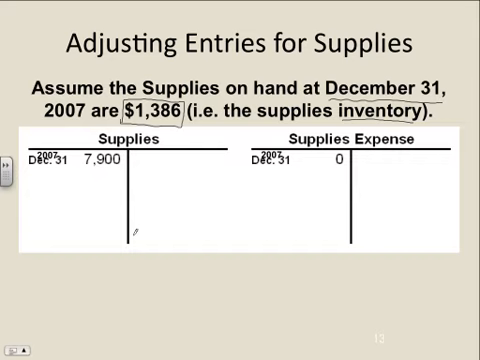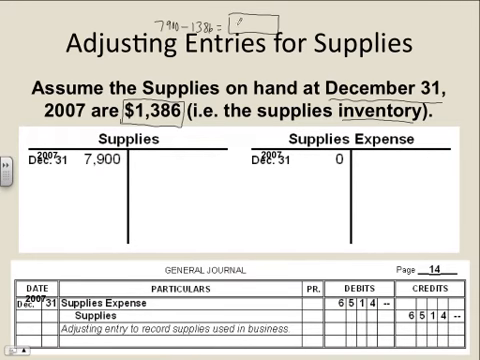So in order to figure out how much we used up, we're going to take the 7,900 and subtract the 1,386, and we're going to get that magic number, what we used, which is, as you see here, $6,514. So the journal entry for this is debit supplies expense $6,514, because that's what we used up. It's now an expense to us. And we have to credit our supplies because, if it's used up, our supplies have gone down.